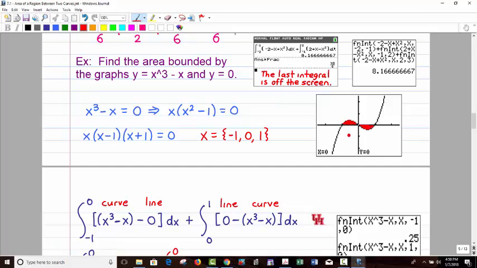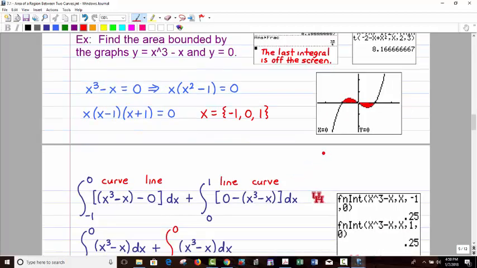So yeah, like I say, you can probably tell from the graph what they are, but I did solve them algebraically. x cubed minus x equals 0. I factor out x. I got negative 1, 0, and 1, which kind of matches the picture. So for this one, we would have the curve above the line, so it goes first. And the second one, we have the line above the curve, so it goes second.